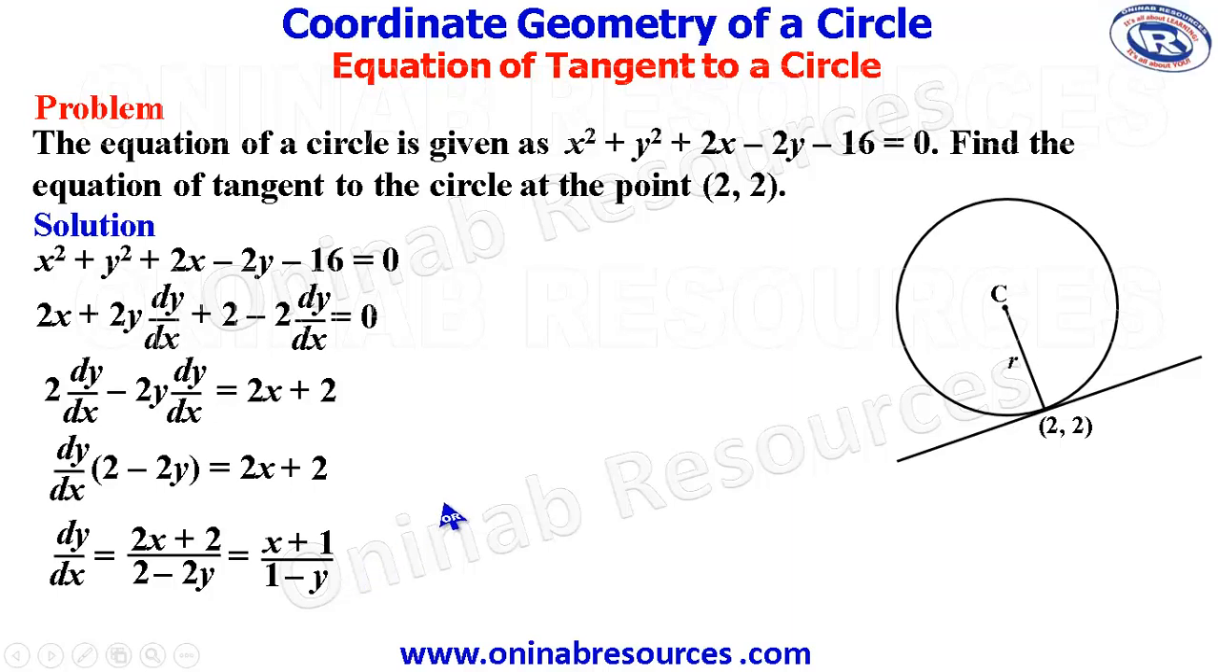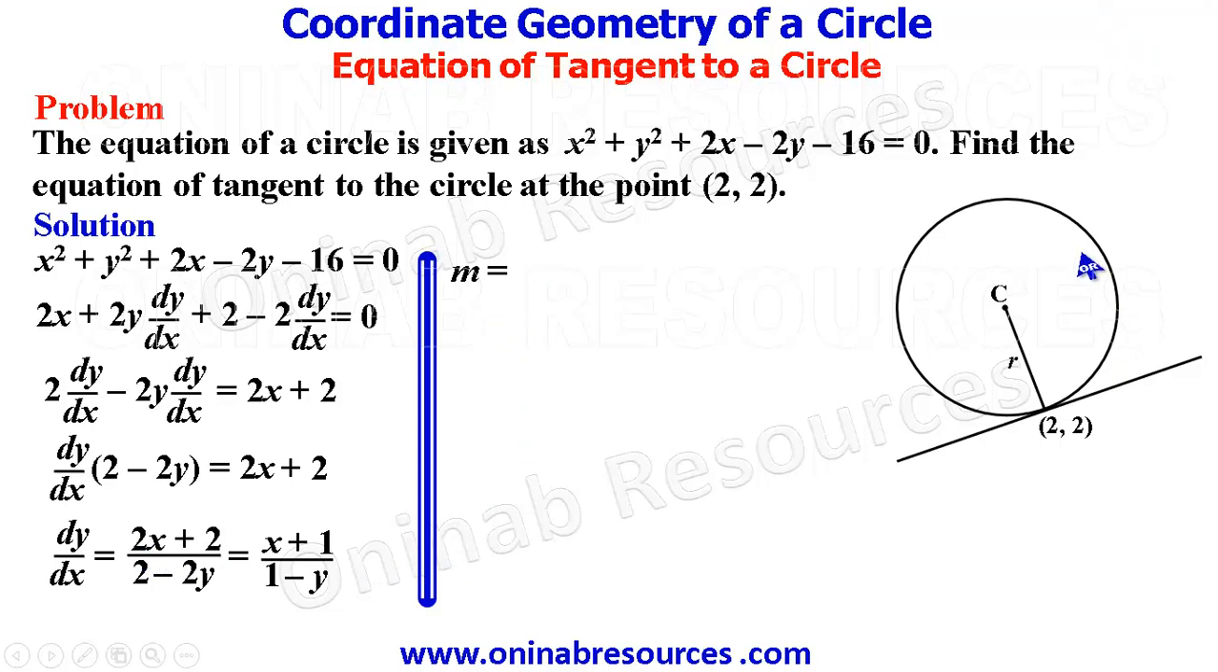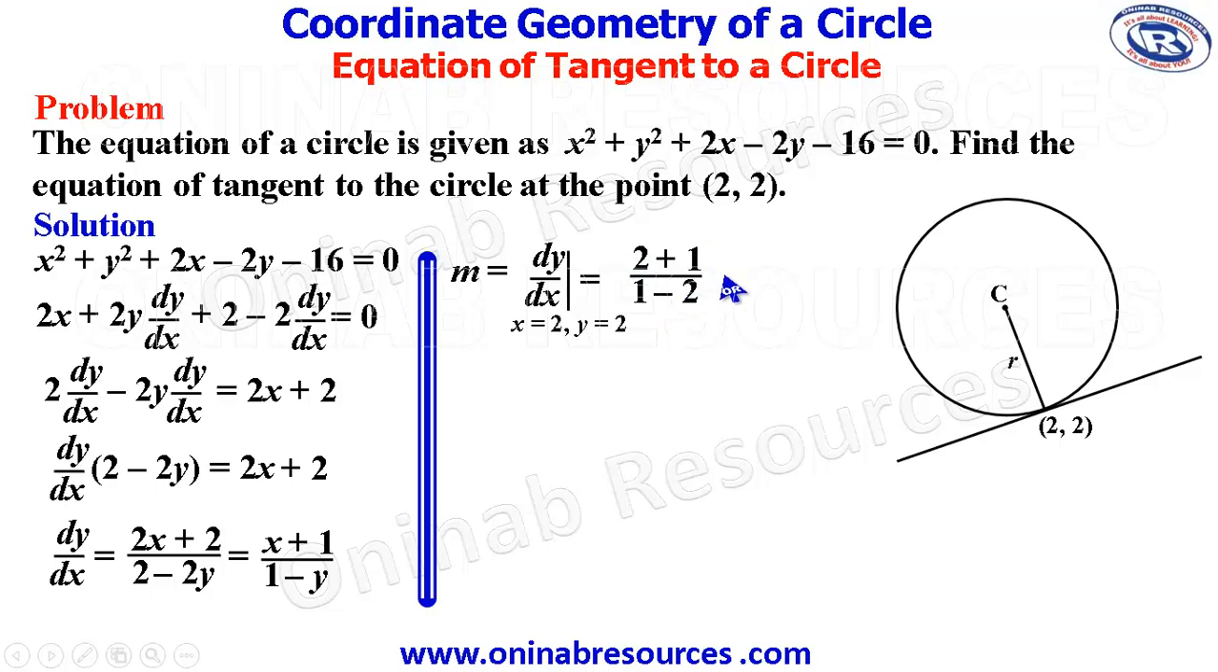We then go ahead to find the gradient. Since this is the gradient function, the gradient of the circle, which is invariably the gradient of the straight line at the point (2, 2), is dy/dx at x equal to 2 and y equal to 2. So we substitute x equal to 2 and y equal to 2 into this gradient function. So we have 2 plus 1 since x is 2, and then 1 minus 2 as the denominator. Simplifying this, we have the gradient to be negative 3.